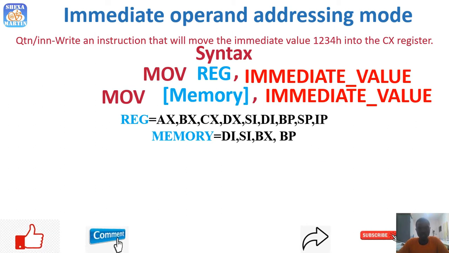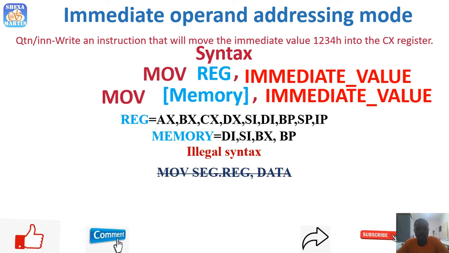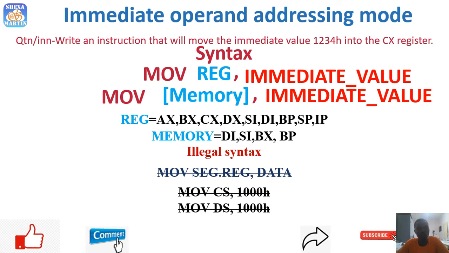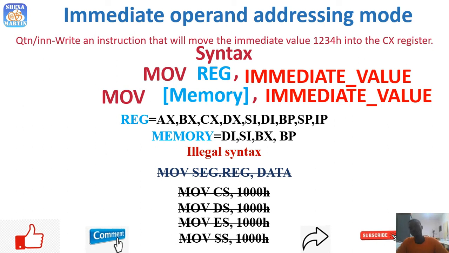But now there are instructions that are illegal. Here is the illegal syntax. You cannot move an immediate value to a segment register. For example, you cannot move to the code segment, you cannot move to the data segment, you cannot move to the extra segment directly like that, and you cannot move to the stack segment. This is what is forbidden. It's not allowed, it's illegal, and it will give you an error if you try to do this. So that's it on the immediate addressing mode.